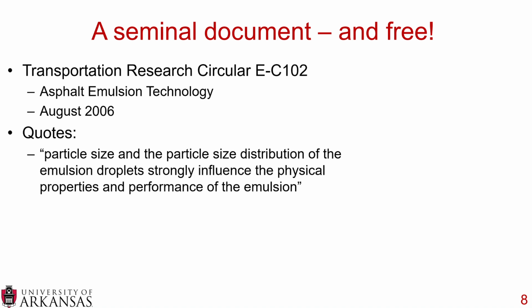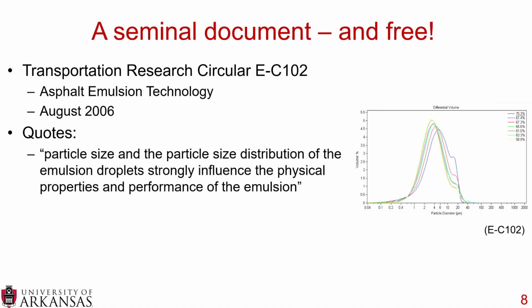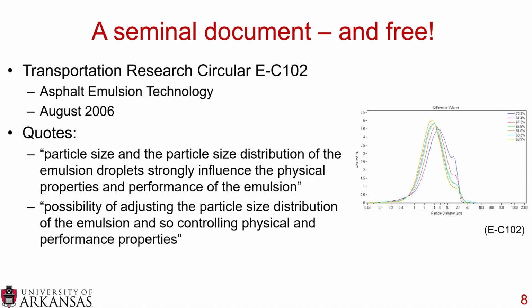You can see here, particle size strongly influences the physical properties and performance. And here is an example of a particle size distribution from EC 102. You've got your volume on the y-axis, and your particle diameter, which you'll note is in microns, on the x-axis. This just happens to be different residues, same emulsifier, but different residues and the particle sizes associated with those residues. But the point is that the author felt that the particle size and the distribution influence not only the physical properties, but also the performance.